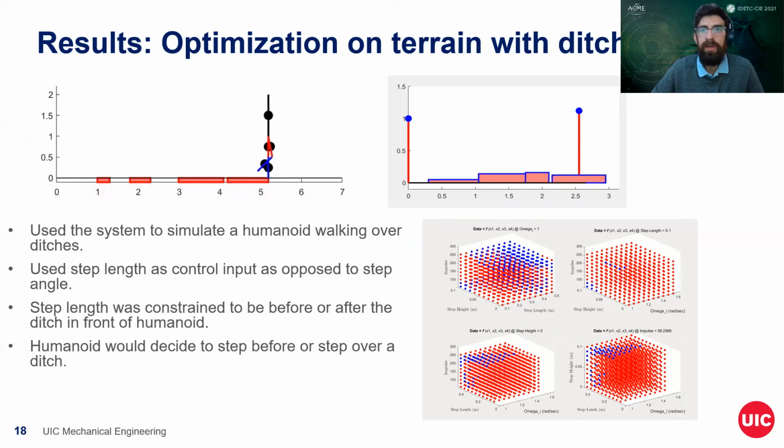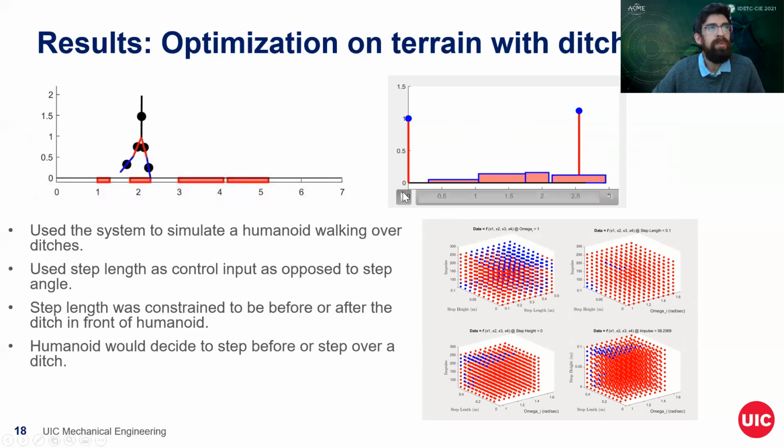Now, for some applications, we simulated the walker walking over terrain with ditches. And we showed that the model can be used not only to track velocity, but also can modify the walking parameters to vary its step length. We used a system to simulate the walker walking over ditches using step length as a control input, as opposed to the step angle. The humanoid successfully varied the step length by controlling the impulse and the step angle.